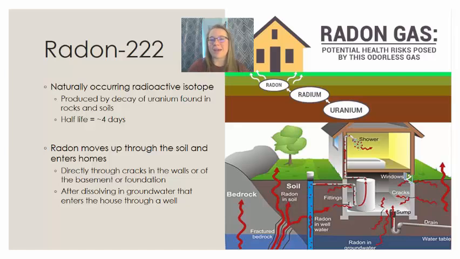Radon is a radioactive gas, and radon is an indoor air pollutant that we have to worry about in certain parts of the country based on the bedrock geology of that region. Now, radon is naturally occurring, and it's produced by the decay of uranium that's found in rocks and soils. Now, the reason why radon's dangerous is because it has a very short half-life, meaning that it emits a fair amount of radiation. So that radon moves up through the soil and enters homes through cracks in the foundation or in those basement walls, and it also can enter homes through groundwater.